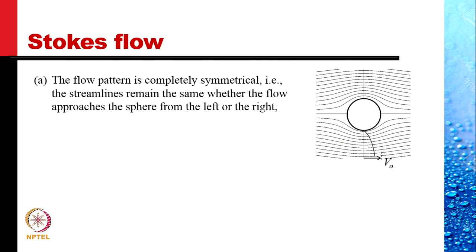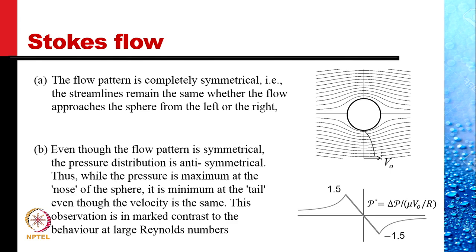The flow pattern in Stokes law is completely symmetrical. The streamlines are the same whether the flow approaches the sphere from the left or from the right. Even though the flow pattern is symmetrical, the pressure distribution is anti-symmetrical. Thus, while the pressure is maximum at the nose of the sphere, it is minimum at the tail, even though the velocity is the same at the 2 points.